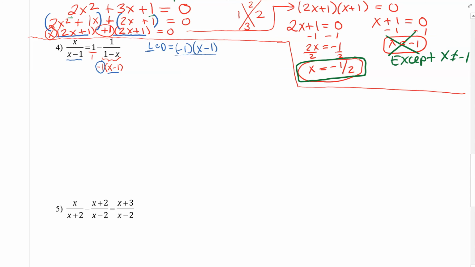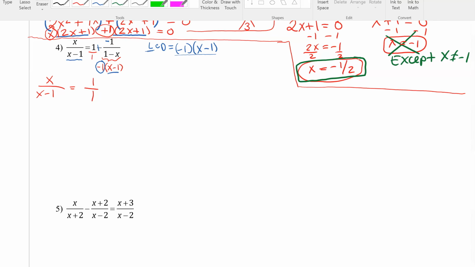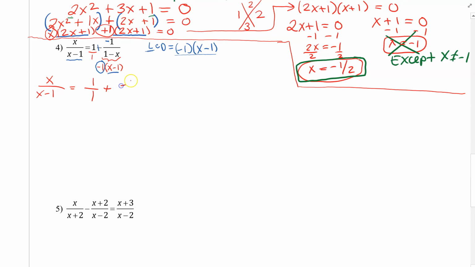Okay, but let's rewrite this now so I can go ahead and solve. So I have x over x minus 1 equals 1 over 1. And then I'm going to call this right here, so I don't get confused later. This is plus negative 1, because subtracting is really adding a negative. And then I believe that will help me later when I am trying to multiply and all of that. Okay, so let's multiply my LCD to both sides of the equation.